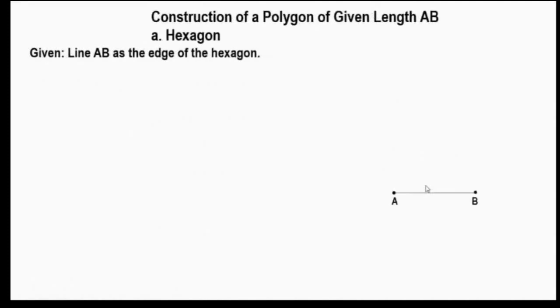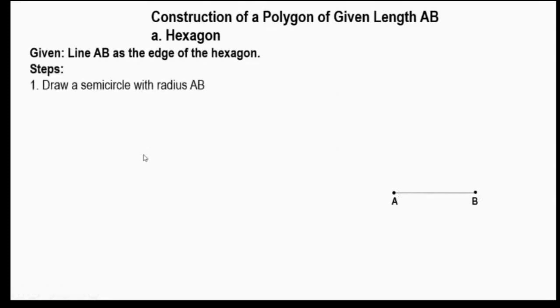Construction of a polygon of given length AB. Now I have a length AB, it can be any value. I have to draw a hexagon. So given the line AB as the edge of a hexagon, I have to draw a hexagon of edge length equal to AB. So this is the problem.